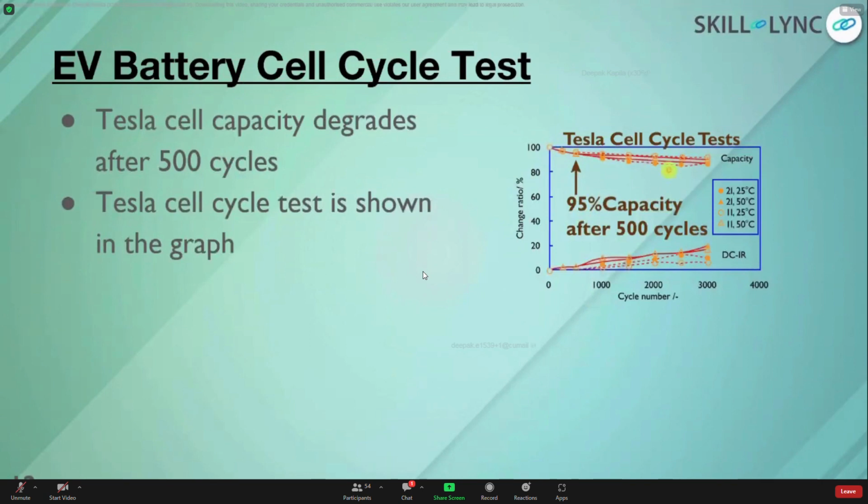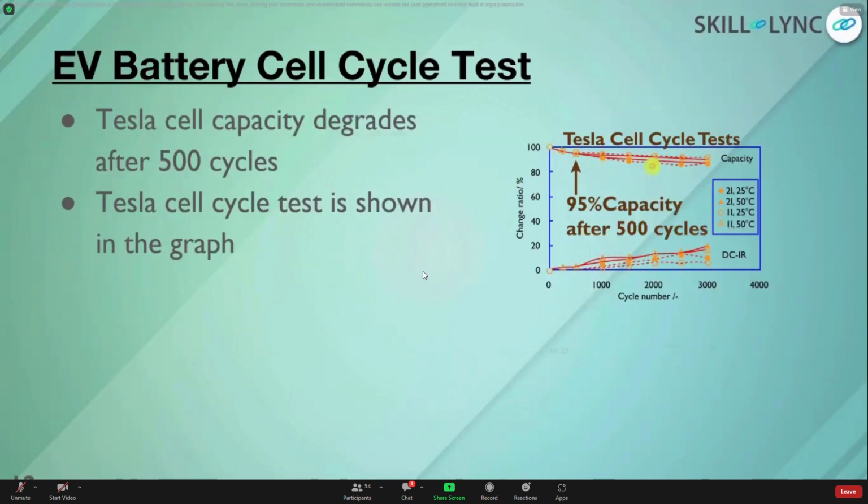You can also see this small deviation, and we have two lines in this graph. That is nothing but the difference in temperature. In the top line the temperature of the cell is 11 degrees Celsius, and the bottom line is 21 degrees Celsius. So as you can see, the higher the temperature, the capacity of the particular cell degrades much faster than when the temperature of the cell is lower.